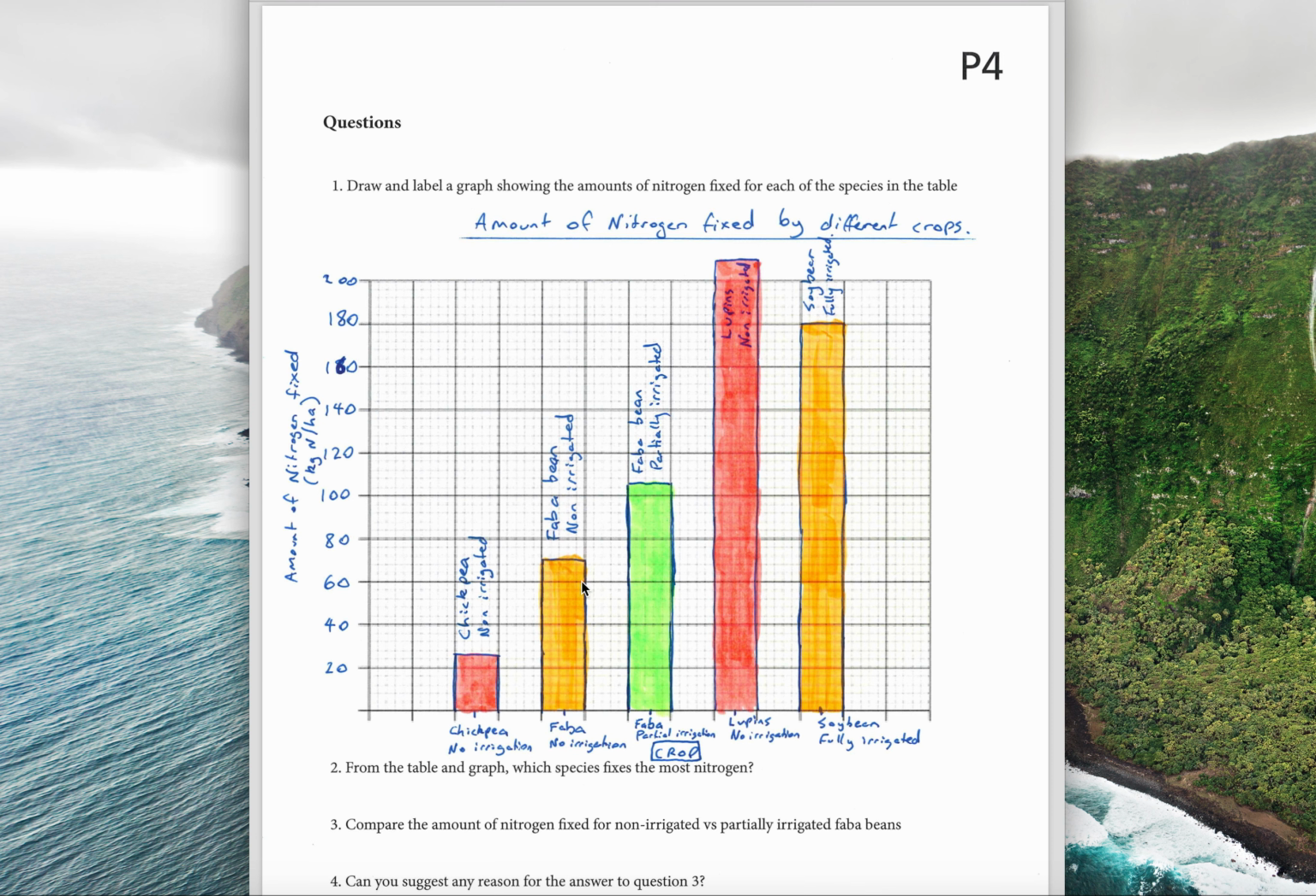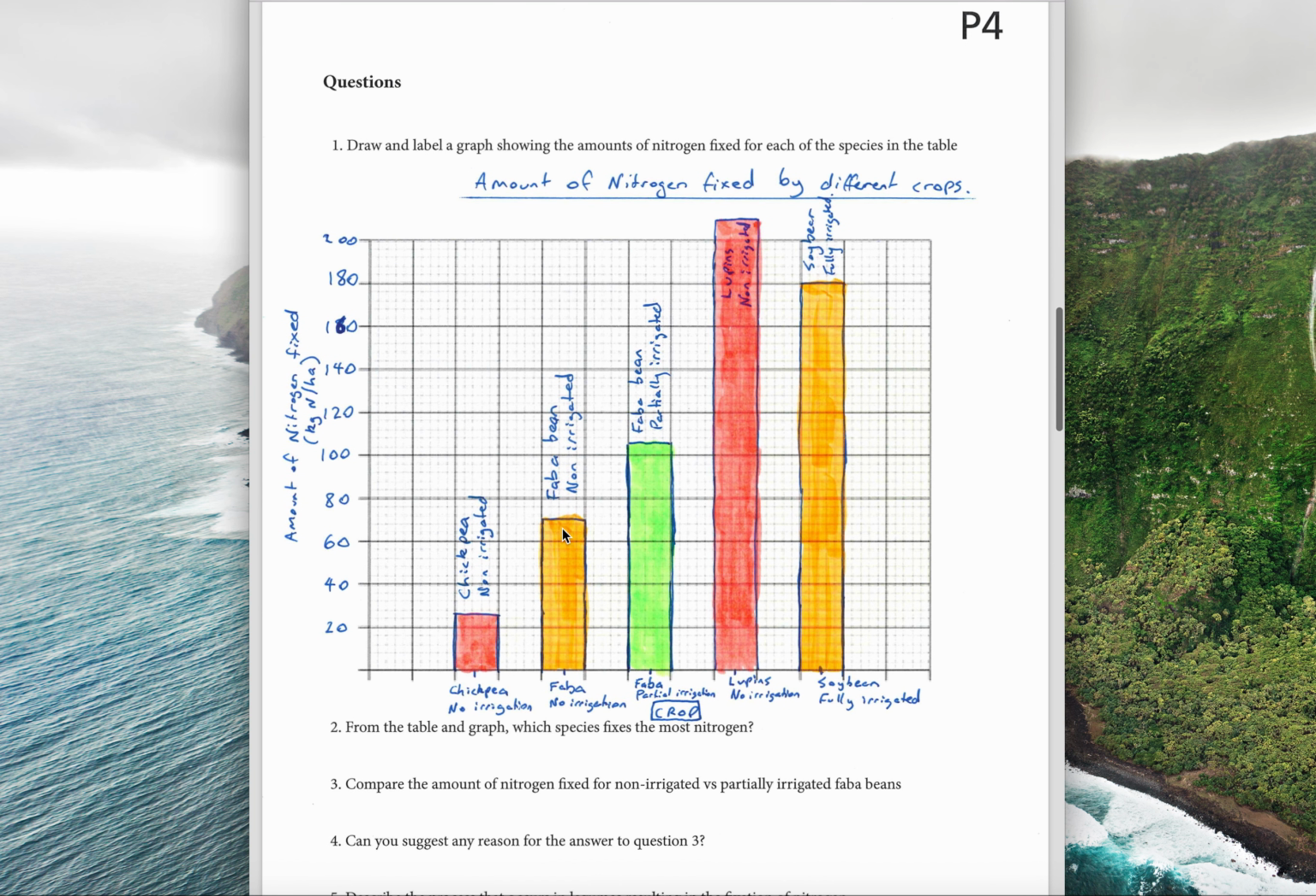Now, when I created this graph, I made a bit of a mistake, so hopefully you won't do the same thing. I needed to get to 220 for lupins, and I only put it to 200. So this is not good, having this above the chart. But if you can avoid that mistake, that would be good.